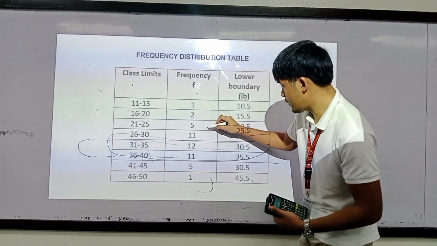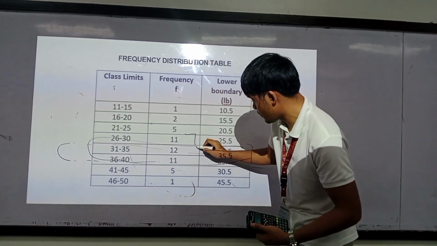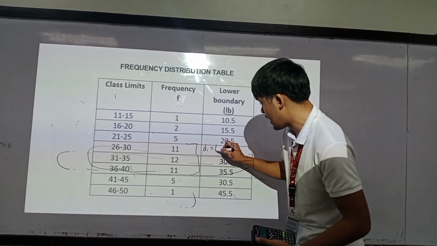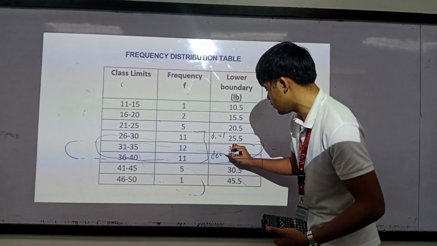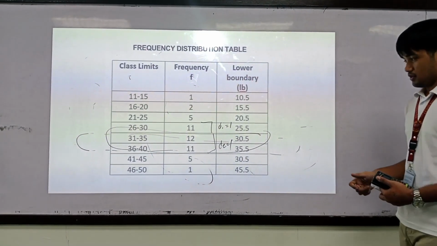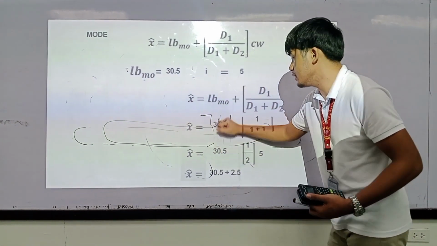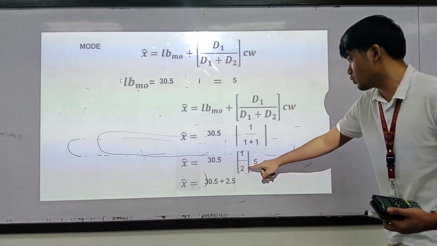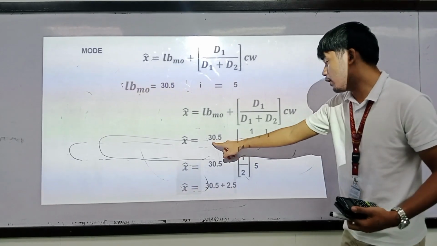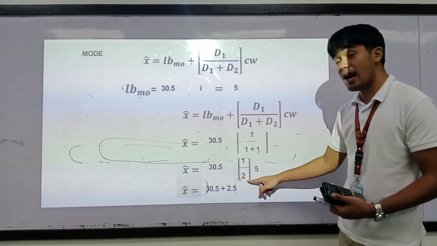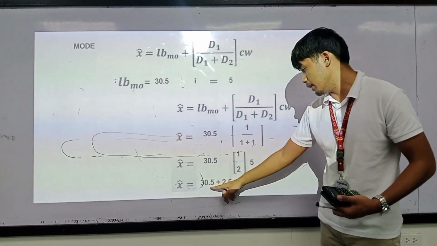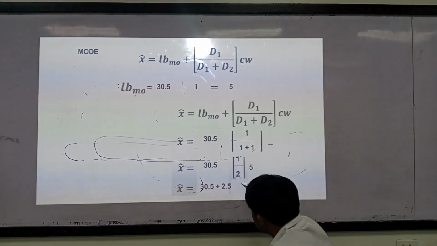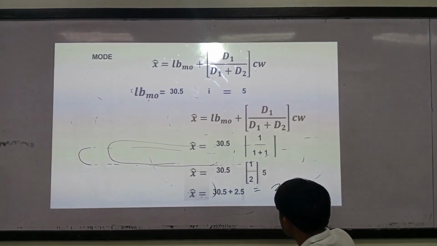So our D1, we will just need to subtract this and this one. So 12 minus 11, D1 is equal to 1, and 12 minus 11, D2 is equal to 1 also. So since we already have our D1, which is 1, we will just substitute it in our formula. So 1 plus 1 is equal to 2. So 30.5 plus 1 half times 5 is equal to 30.5 plus 2.5. So 30.5 plus 2.5, then we can get the value of our mode, which is 33.